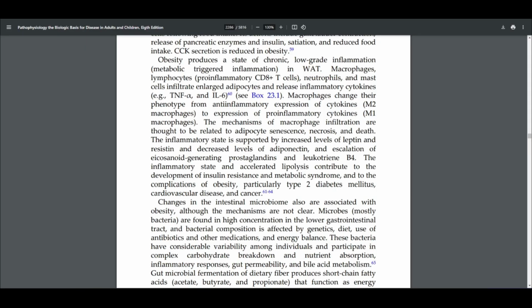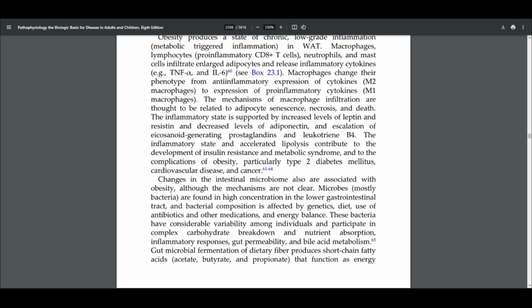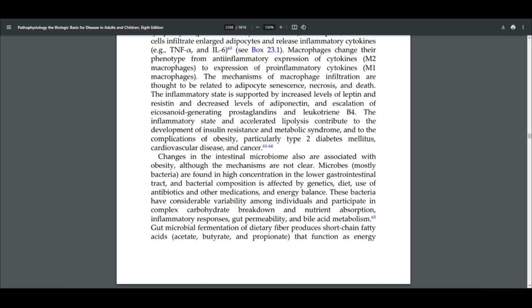Obesity produces a state of chronic, low-grade inflammation in what? Macrophages, lymphocytes, neutrophils, and mast cells infiltrate enlarged adipocytes and release inflammatory cytokines, tumor necrosis factor alpha and interleukin 6. Macrophages change their phenotype from anti-inflammatory expression of cytokines, M2 macrophages, to expression of pro-inflammatory cytokines, M1 macrophages. The mechanism of macrophage infiltration is thought to be related to adipocyte senescence, necrosis, and death.